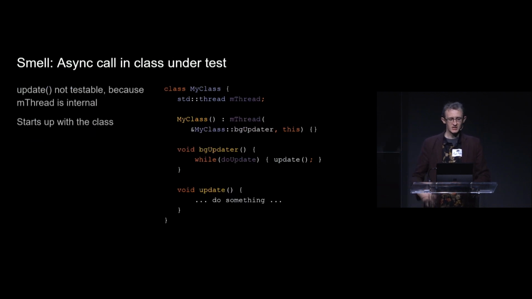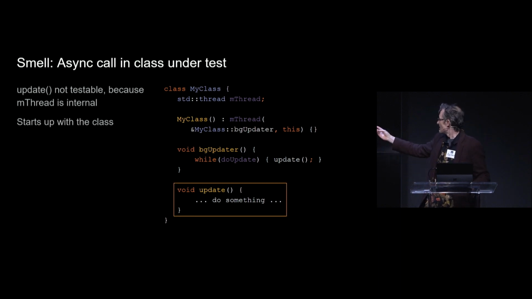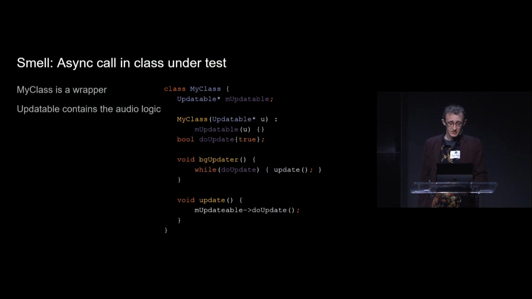Similar smell, async calls in classes under test. Here we have this update class, which I want you to look at briefly and ask, how do we test update? We can't, because we're starting up a thread that calls update under the hood. With this API, there's no way to test update in isolation. So instead, have an updatable. Use dependency injection. Put it into your class. Thus, updatable contains the audio logic. My class now is all the threading logic. We've separated our concerns. Things get much more testable.